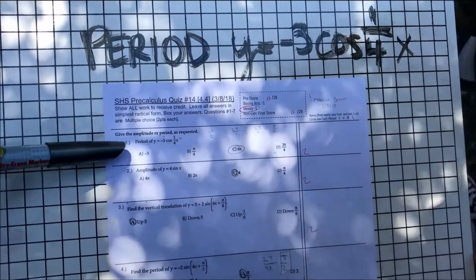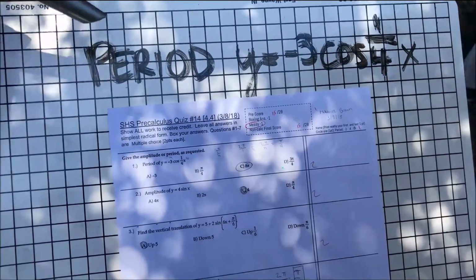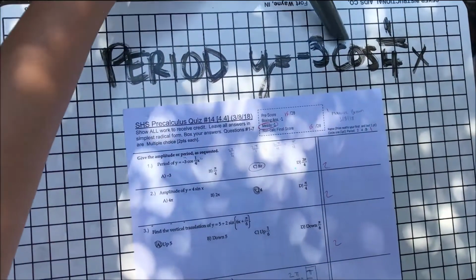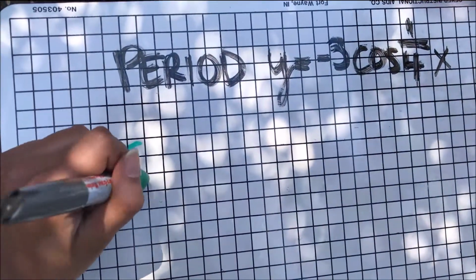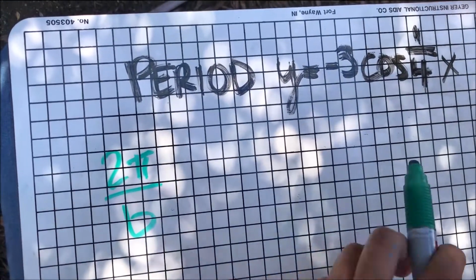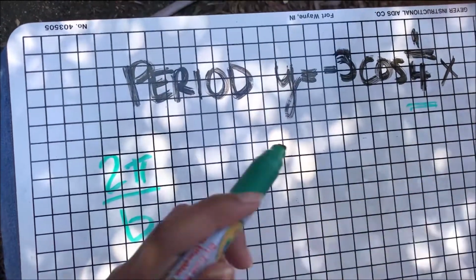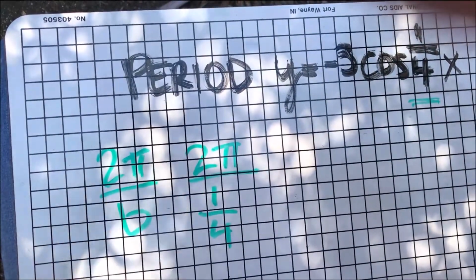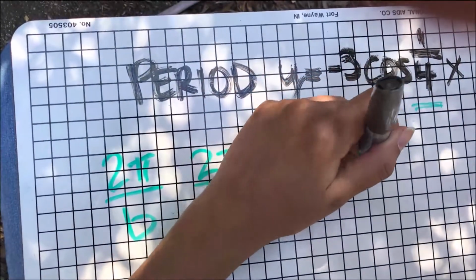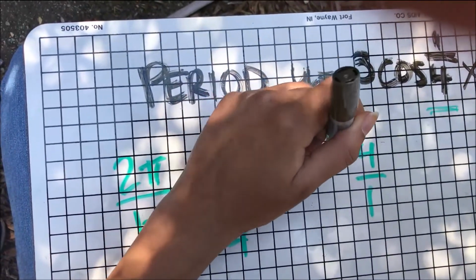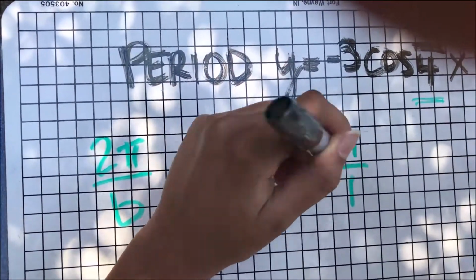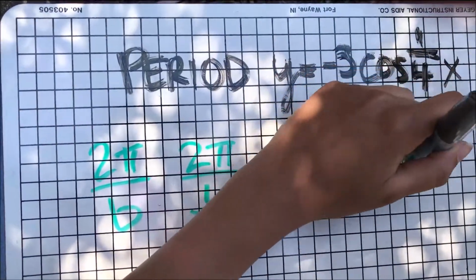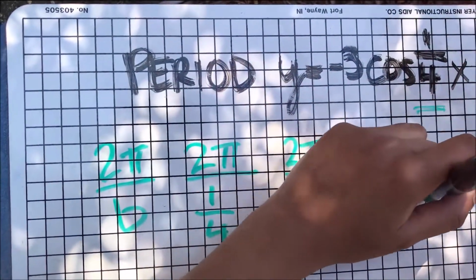We're doing problem 1, which is to find the period of y equals -3 cosine of 1/4 x. The period equation is 2 pi over b. b in this problem equals 1/4. And you take the reciprocal of 1/4 and multiply it by 2 pi over 1. You get 8 pi, and that is your answer.